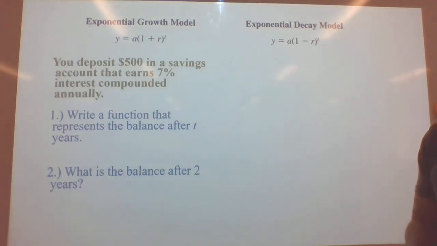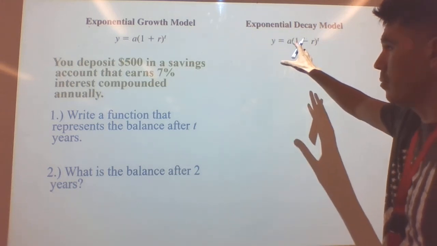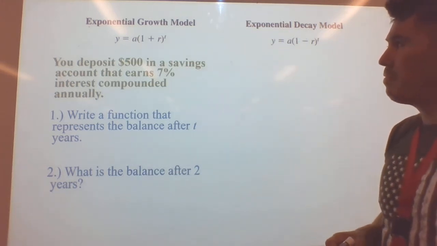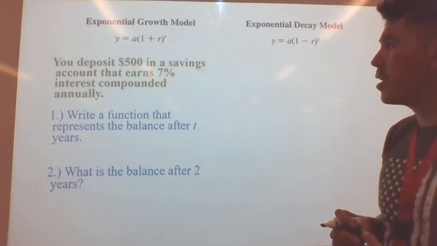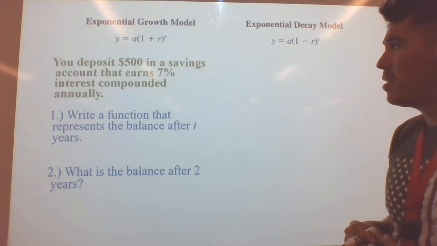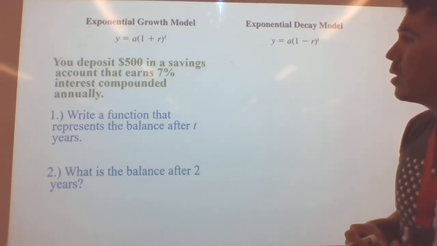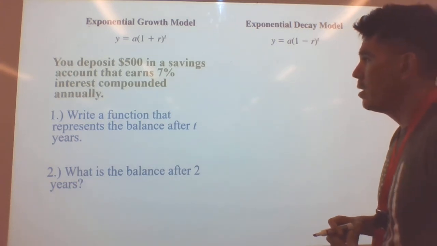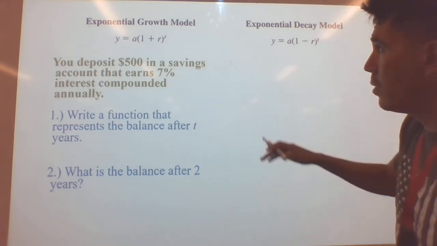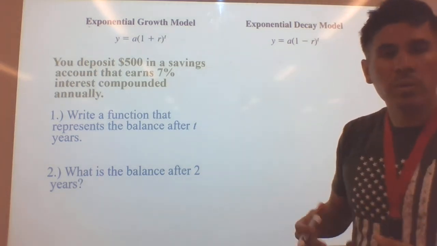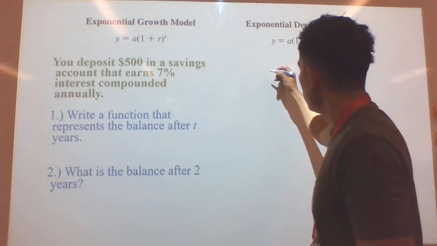We have an example here. Growth or decay. Let's look at the scenario. You deposit $500 in a savings account that earns 7% interest compounded annually. So that means it earns 7%. If it earns 7%, that means we have good stuff going. We have positive stuff. So we're going to use the positive one because we're not losing, we're earning. When you earn, you're growing. So we're going to use that one over there.